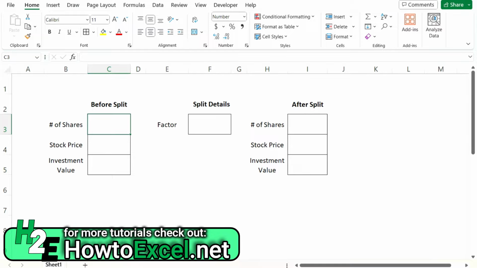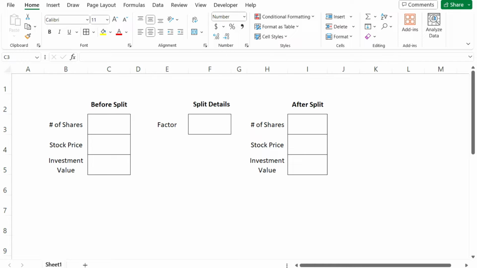Hey everybody, in today's video I'm going to go over how to calculate stock splits, the number of shares you'll have after a stock split, and what the stock price will be and your investment value. I'll cover both normal forward splits and also reverse stock splits. I'll use Tesla as an example.